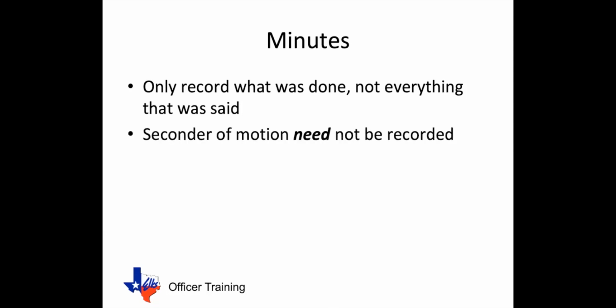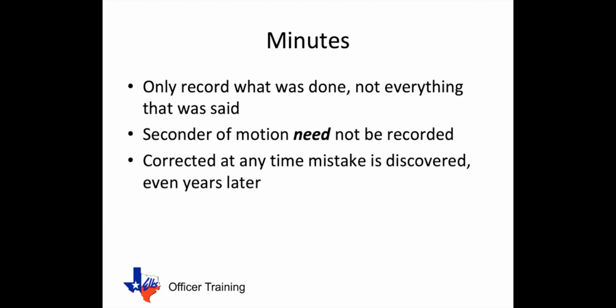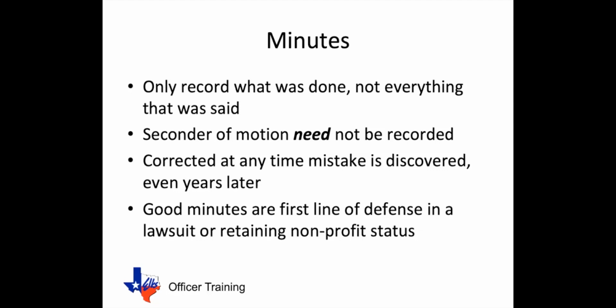A seconder of a motion need not be recorded. That's in our statutes and also in Robert's Rules of Order. We don't need to document who the second of a motion was. Now, you can if you want to. Notice it says need. It didn't say must not be. It just says it doesn't have to be recorded. The next one is that any time a mistake is discovered, it can be rectified, even if it's years later. And good minutes are the first line of defense in any organization in lawsuits or retaining, in our case, a nonprofit status. Okay, so let's take a very quick recap of where we are.